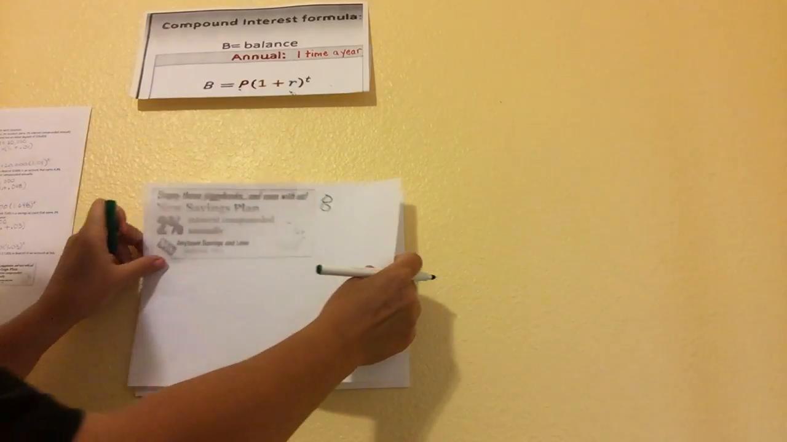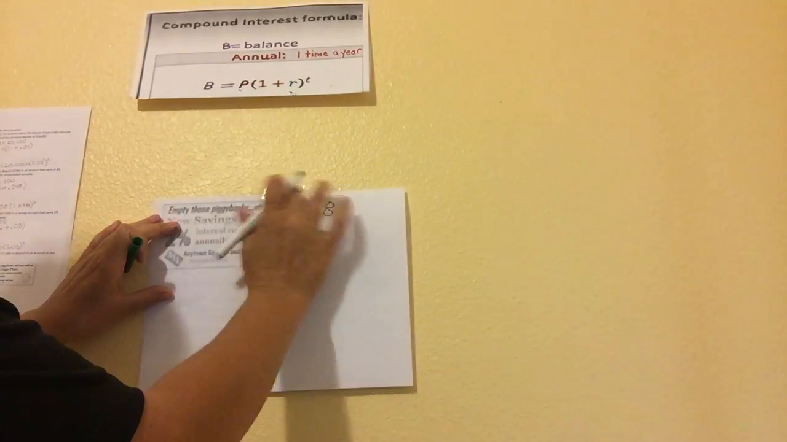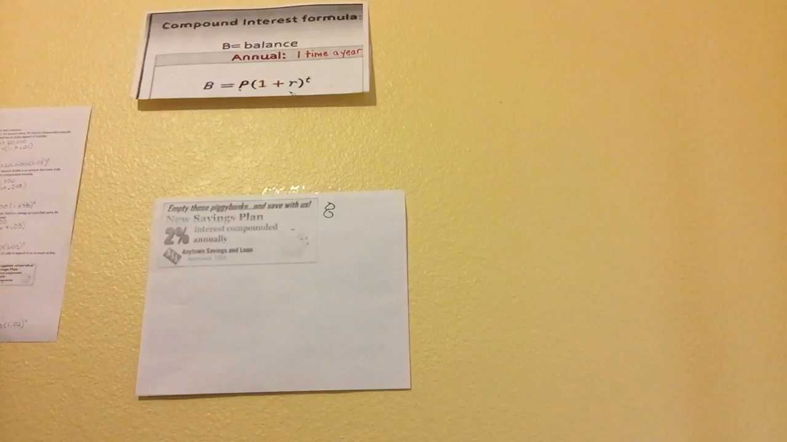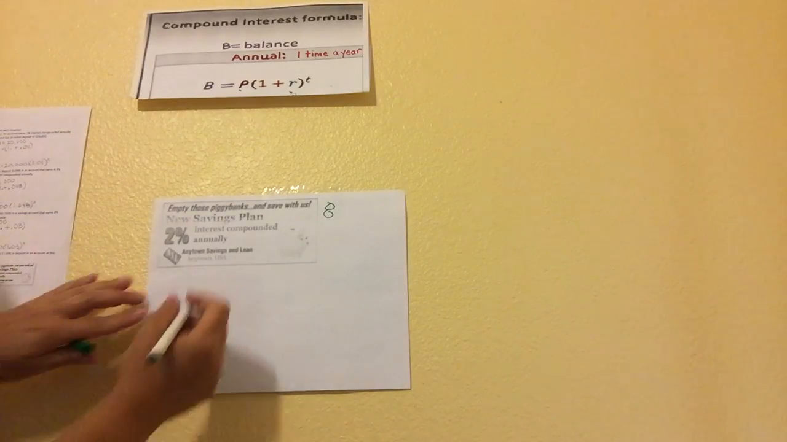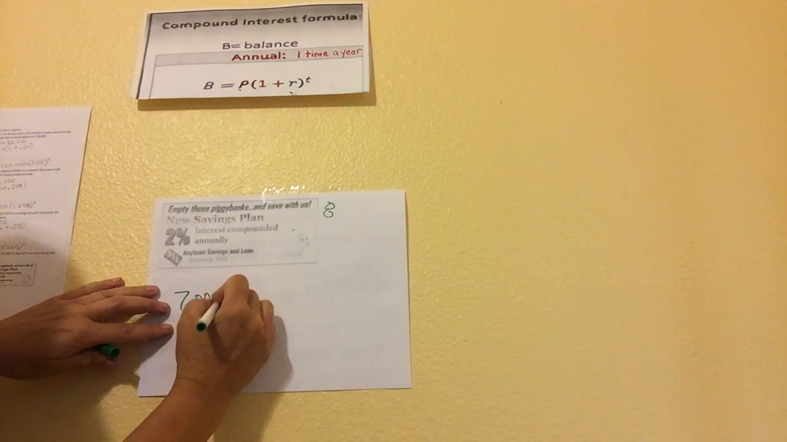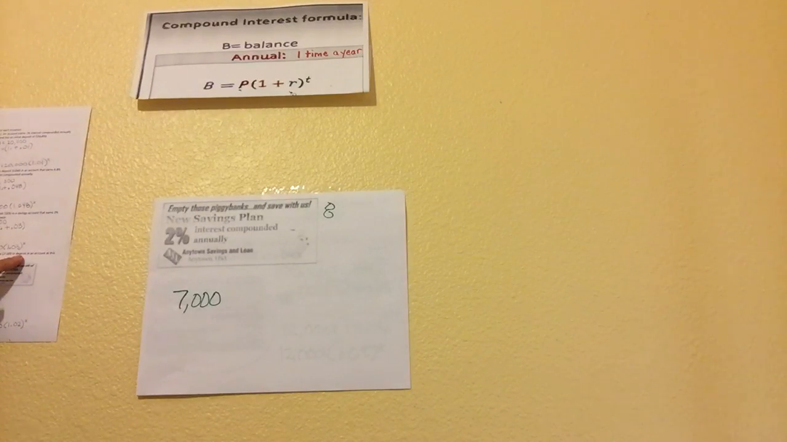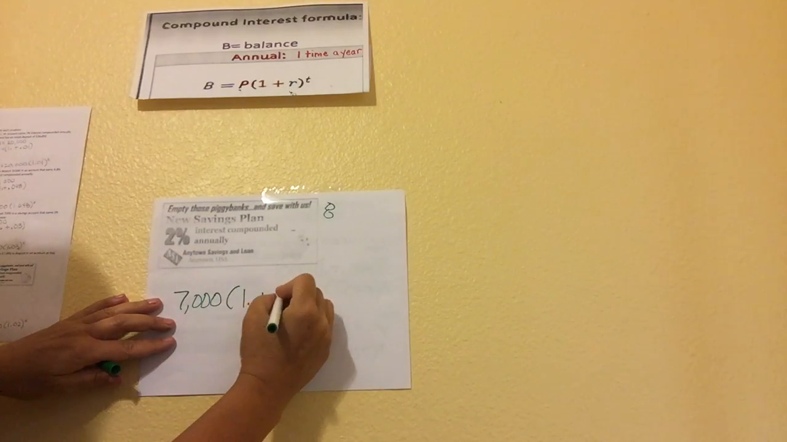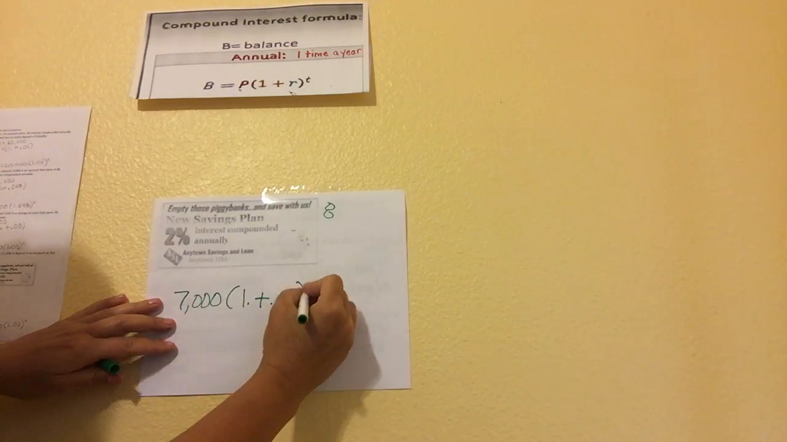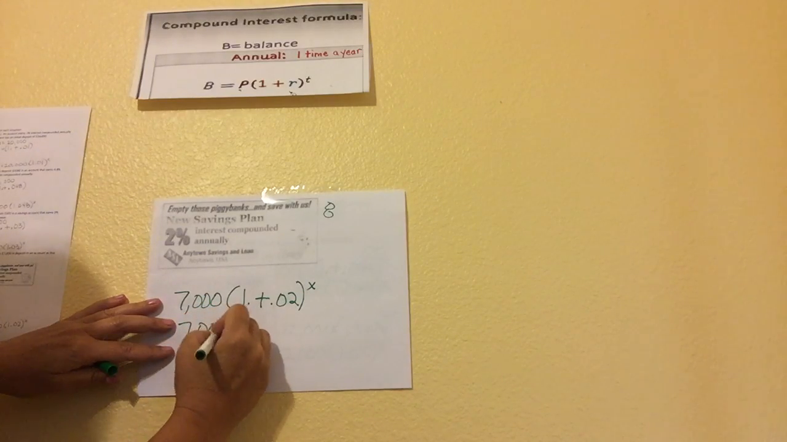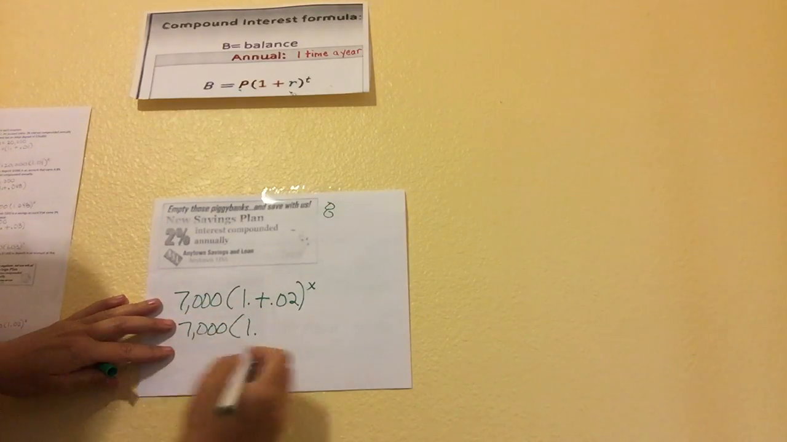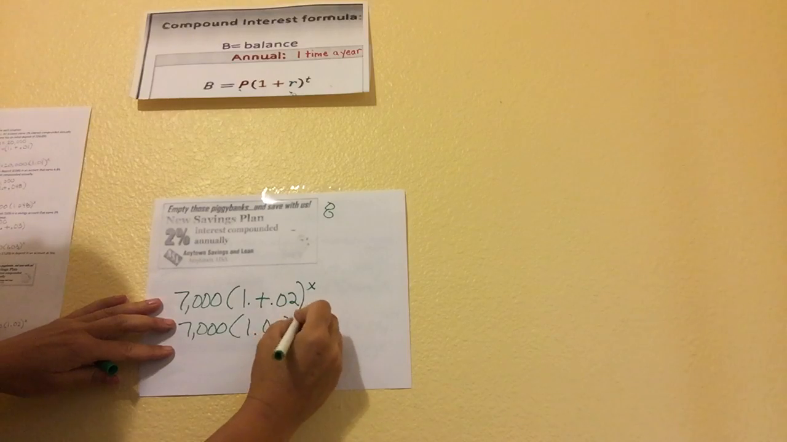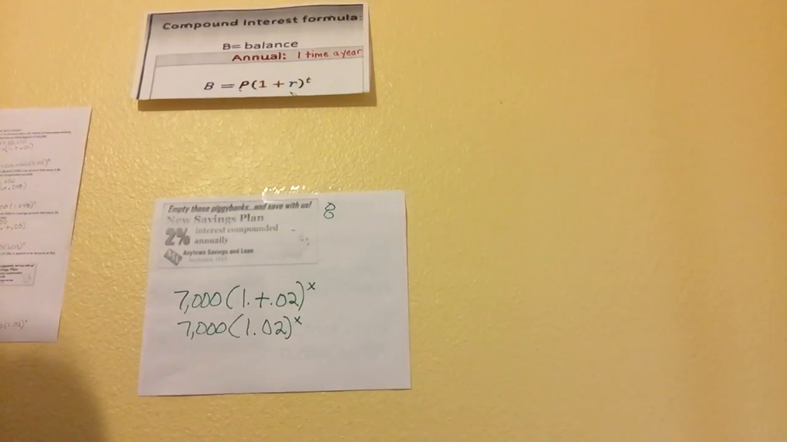Last one for today. A company has 7,000 in deposits in an account at this bank, and they're receiving 2%. So it's just 1 plus 0.02x, 7,000. Combine those, right? And that's it. Okay? So we were just writing equations.